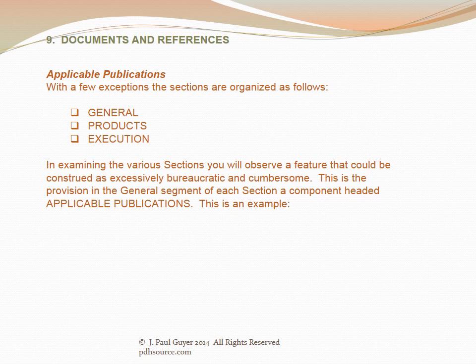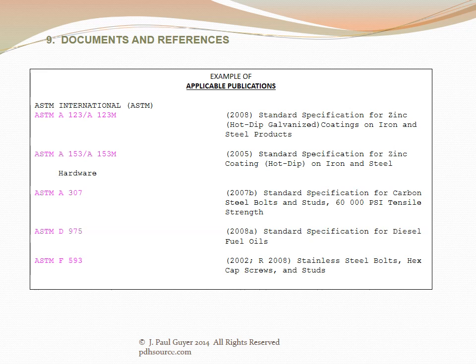First, applicable publications. With a few exceptions, the sections in the specifications are organized into three parts: general, products, and execution. In examining the various sections, you will observe a feature that could be construed as excessively bureaucratic and cumbersome. This is the provision in the general segment of each section, a component headed Applicable Publications. This is an example. This slide indicates a sample of applicable publications.